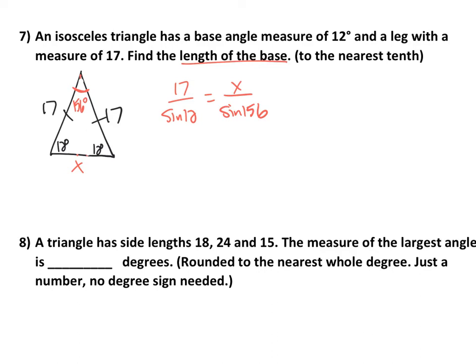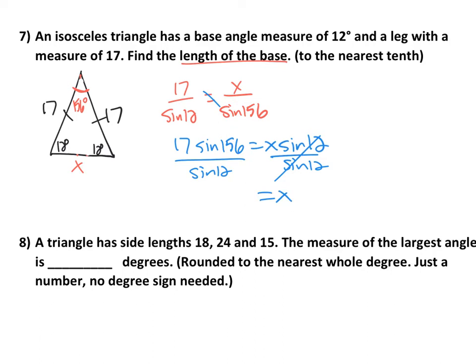Okay, so when I cross multiply, you're going to have 17 sine 156 equals x sine 12. We're going to divide by sine 12 on both sides, because that's how we're going to cancel it out to get x by itself. And so now we do 17 sine 156, and we're going to divide that by sine 12, and we get, it says nearest tenth, so 33.3. It's 33.257 or so, 33.3. Okay. All right, moving on to the next problem 8 here.